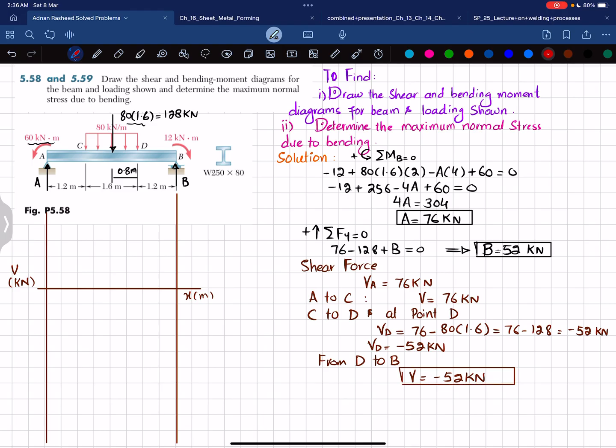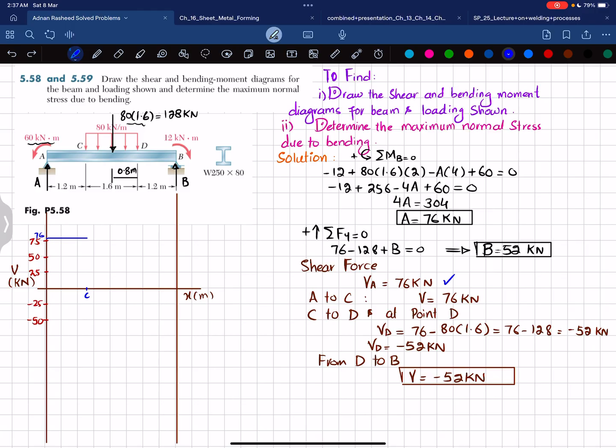So for that I will take the scale. We take one division equal to 25 kilonewton, so it is 50 and this will be 75, and same is the case for minus 25 and minus 50. First, at point A we have a shear force of 76 kilonewton, so it will be somewhere here. So let this be 76. Now moving from A to C, this is your point C.